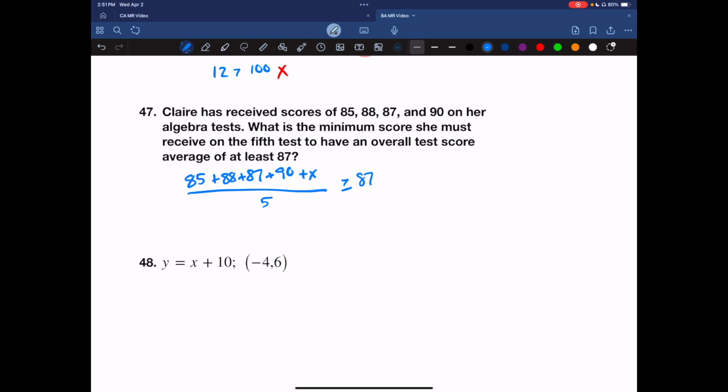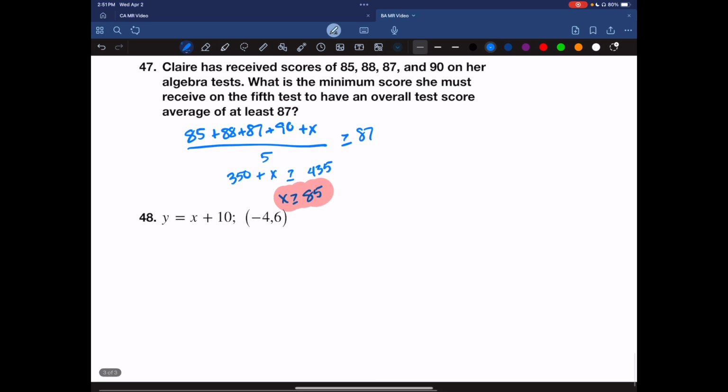Okay, so when I solve this, two things. The top numbers, 85, 88, 87, and 90, are going to add up to 350 plus x. And then when I multiply by 5, it's going to be 435. I'll subtract 350 from both sides, and I'll find that x is greater than or equal to 85. So as long as Claire makes an 85 or higher, she's great. She'll keep an average of 87 or higher.